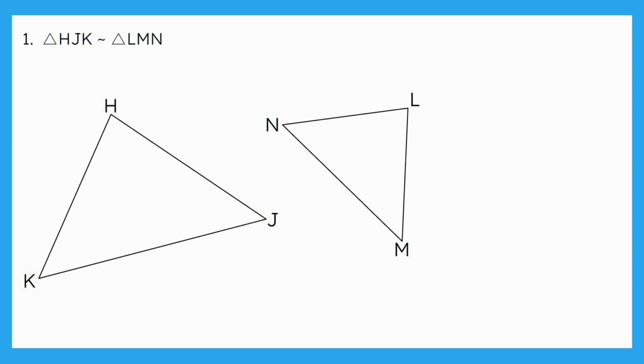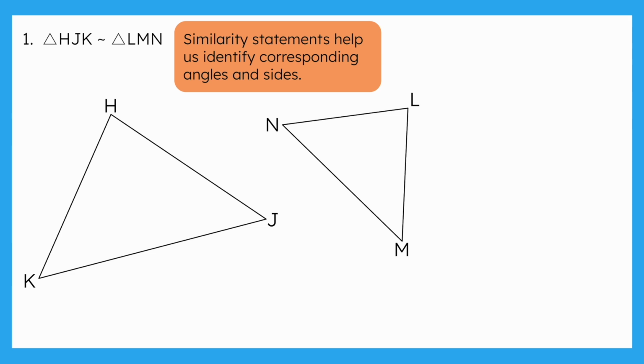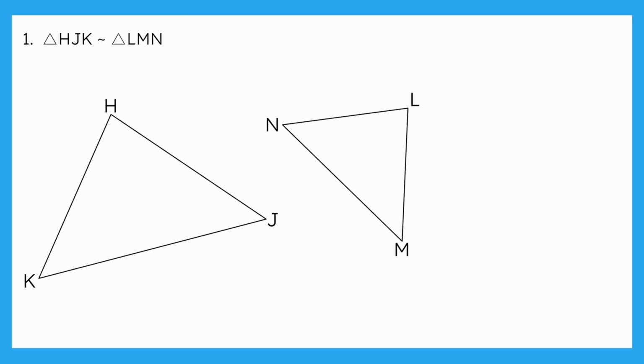In addition to telling us when two triangles are similar, similarity statements help us identify corresponding angles and sides. This is extra helpful when the triangles have different orientations or the corresponding sides aren't as obvious visually. How do you think we can use a similarity statement to identify corresponding angles and sides? It's all about the order of the vertices in each triangle's name.